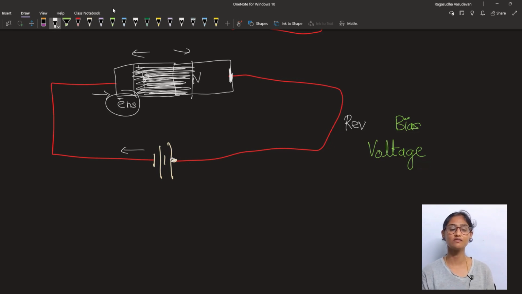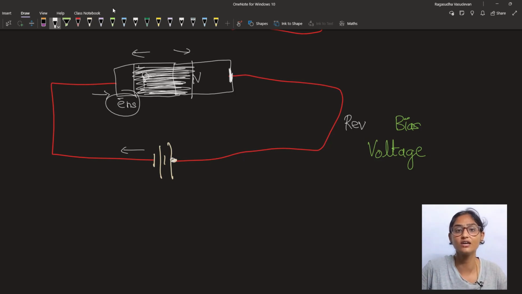In reverse bias, we will be connecting the positive terminal to the N-type material and the negative terminal of the battery to the P-type material, where we are forcing more and more electrons to the P-type material, and these electrons occupy the holes which are already present in the P-type material, and they will contribute to the widening of the depletion region. So in reverse bias, conduction doesn't happen, and in forward bias, conduction happens.